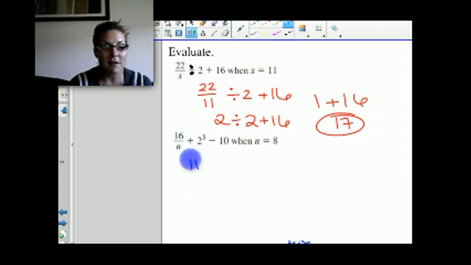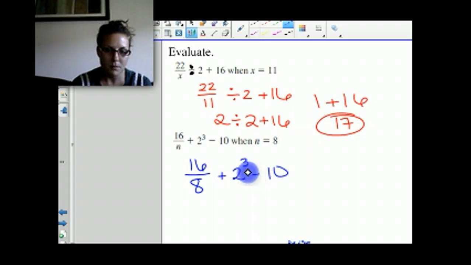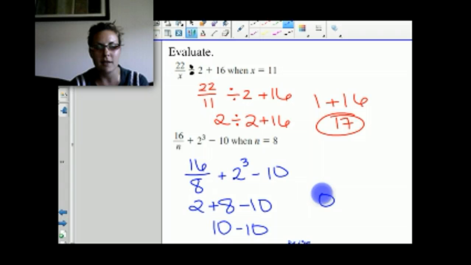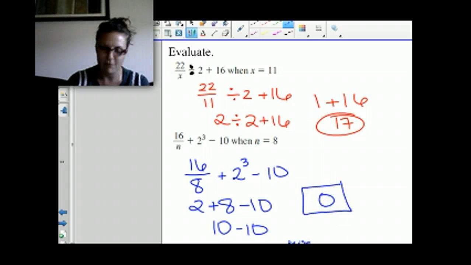For the second problem, I have 16 over n, which this time we're substituting for when n equals 8, plus 2 cubed minus 10. Again, this is a division sign here, so we want to do that first because our other options are addition and subtraction, and this cubed we can do in the same step because they won't affect each other. 16 divided by 8 is 2, plus 2 cubed, if you need your calculator you can, but it equals 8. 2 plus 8 is 10, minus 10, so our final answer in this case is 0.